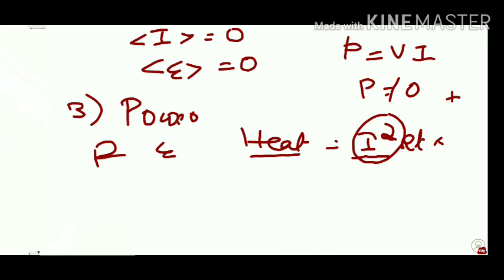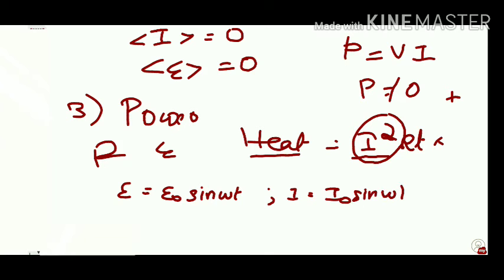Now we are going for the derivation. We know that epsilon is equal to epsilon naught sine omega t. Similarly, what is I? I is equal to I naught sine omega t. Then what is instantaneous power? Power will be epsilon naught into I, or VI. So I can write it as epsilon naught sine omega t into I naught sine omega t.